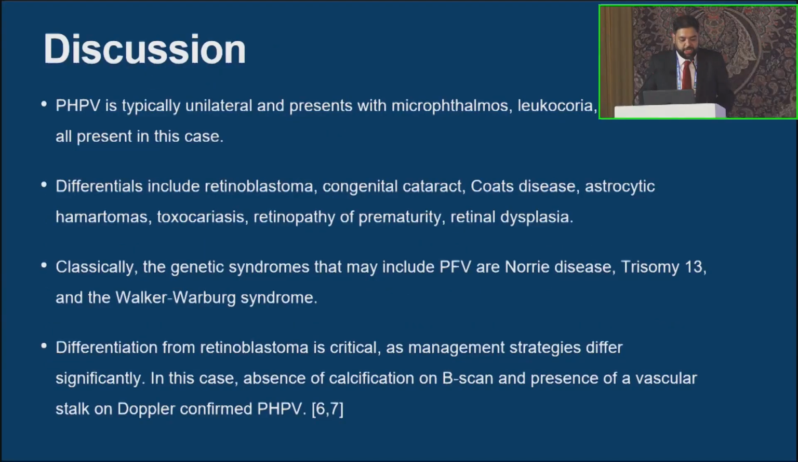PHPV is typically unilateral and presents with microphthalmos, leukocoria, and cataract, all of which are present in this case. The differentials include retinoblastoma, congenital cataract, Coats disease, astrocytic hamartomas, toxocariasis, ROP, and retinal dysplasias. Classically, the genetic syndromes that may include PFV are Norrie disease, trisomy 13, and Walker-Warburg syndrome. The most important takeaway is that differentiation from retinoblastoma is critical, as management strategies differ significantly.